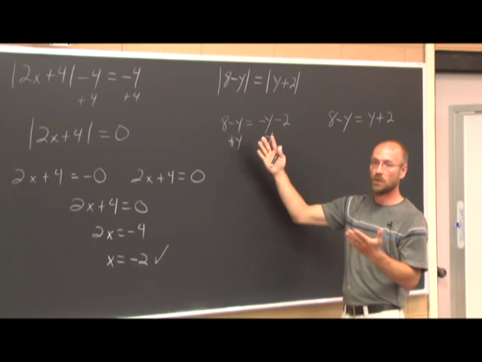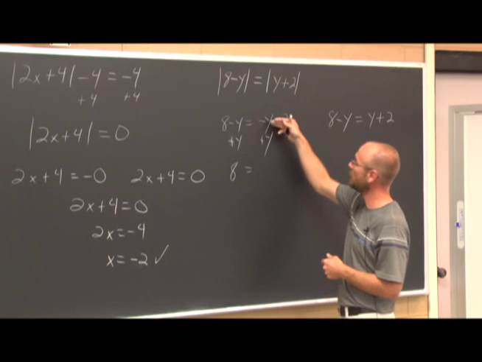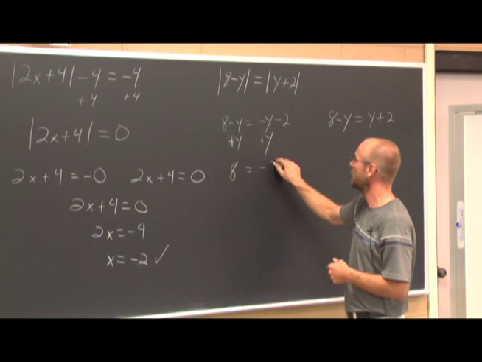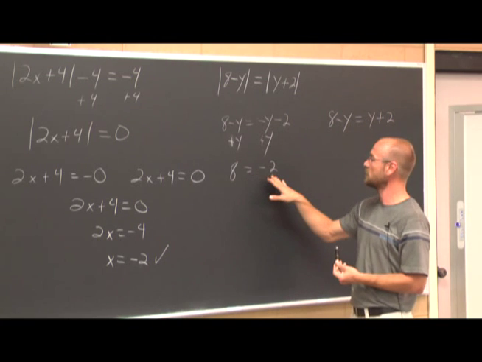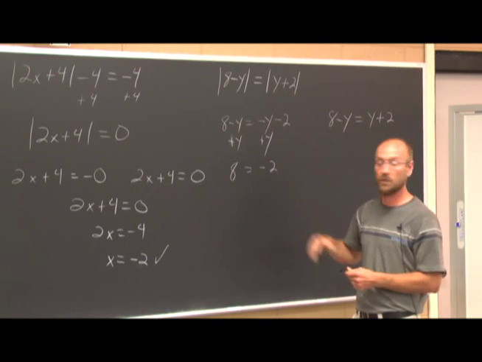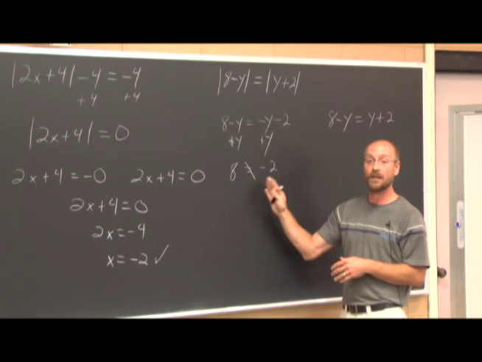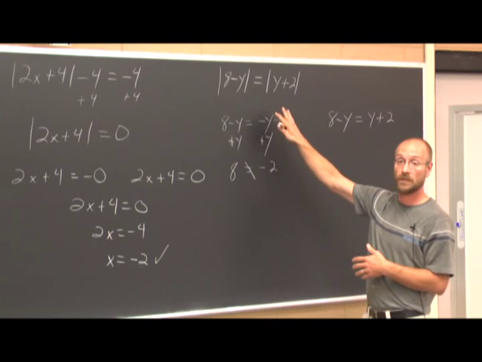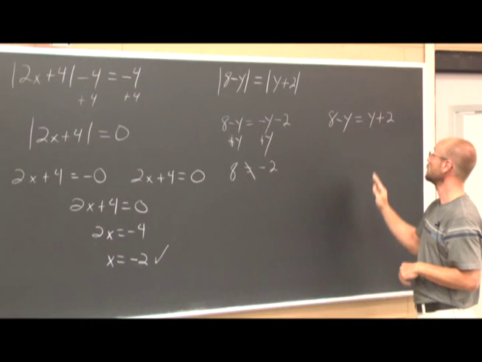-y plus y, no more y's. I would have 0 y's. So I end up with just 8 on this side. Well, -y plus y, no more y's on this side either, and just that -2. Well, just from this statement alone, I can look at it and say 8 equals -2. I know that's not true. 8 is its own number. -2 is some other number. So this is not going to result in any value of y that's going to make this a true statement. So I can move on to this one now. That one didn't give me any solution.